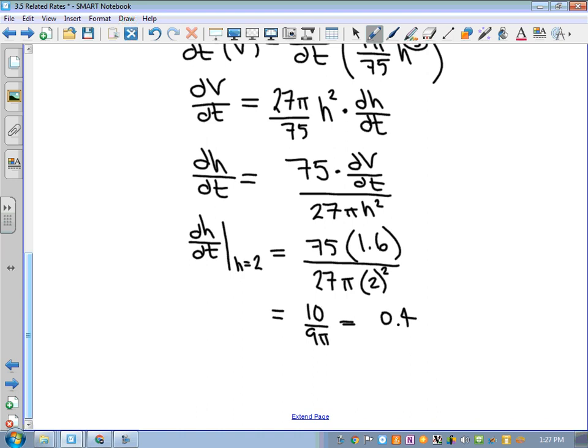Now, units. The volume was measured in cubic meters, so the height is measured in meters. The time at which that volume was being chugged into the tank was in minutes, or meters cubed per minute, so the rate of change of my height is 0.4 meters per minute.